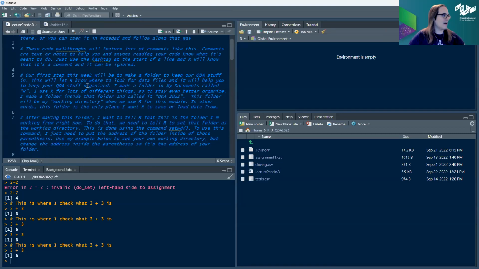So that's the script area, that's the console. This is your files, plots, and packages window. It's kind of the all-in-one. So for me, it's looking in my QDA 2022 folder. It probably isn't looking in that folder for you quite yet.